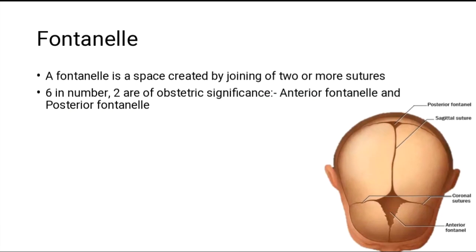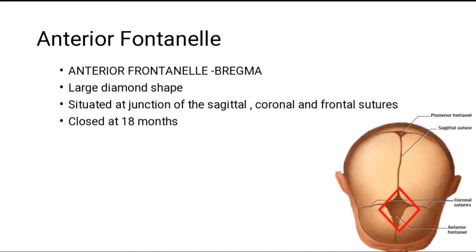A fontanel is a space created by joining of 2 or more sutures. The 2 main fontanels of obstetric significance are anterior fontanel and posterior fontanel. The anterior fontanel is also called bregma. It is large, diamond shaped. Situated at the junction of sagittal, coronal and frontal sutures, it closes at 18 months from birth.